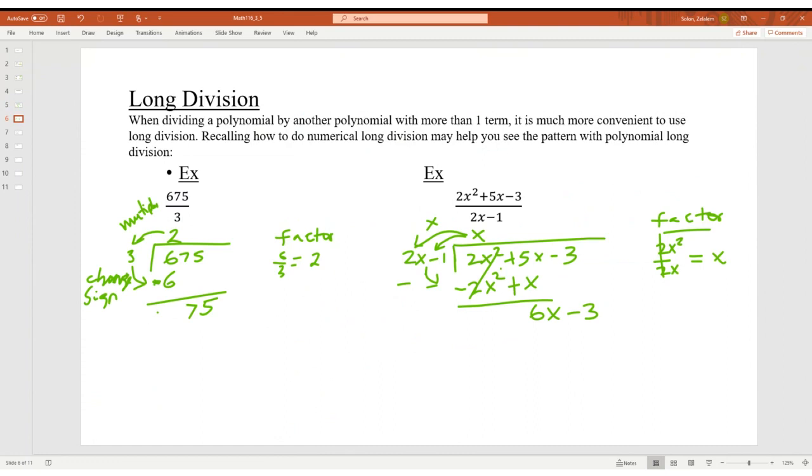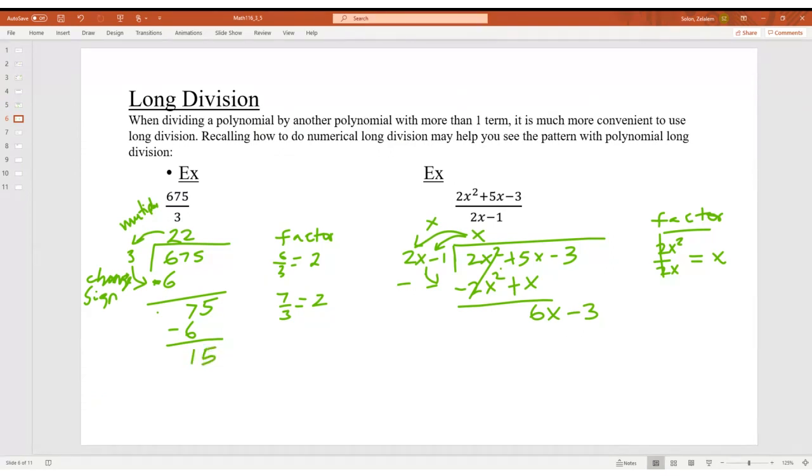Now let's do it for the number. Again, we have to find how many times 3 goes into 7. 7 divided by 3 goes 2 times. 2 times 3 is 6. Again, we subtract. We switch the sign. 7 minus 6 is 1, and I'll bring down the 5.